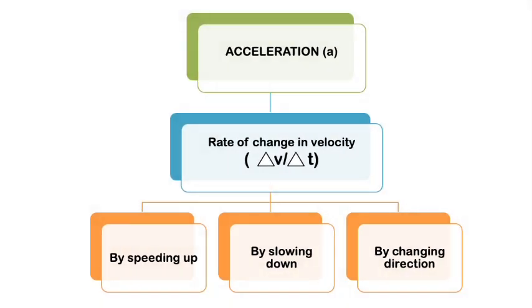Okay, looking at it in this diagram, acceleration is the rate of change in velocity, and in symbols, you can see there delta V divided by delta T. Triangle is a Greek letter delta, which means change, or it symbolizes change. That's why it is delta V over delta T, or change in velocity over change in time. And acceleration is actually achieved by speeding up, by slowing down, and by changing direction.